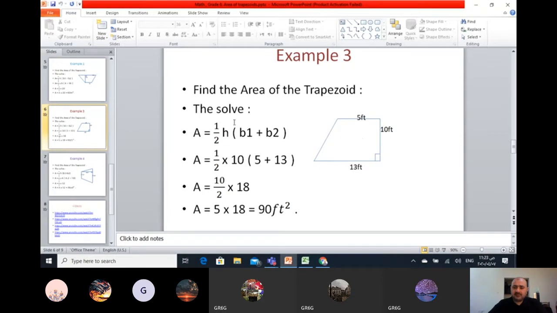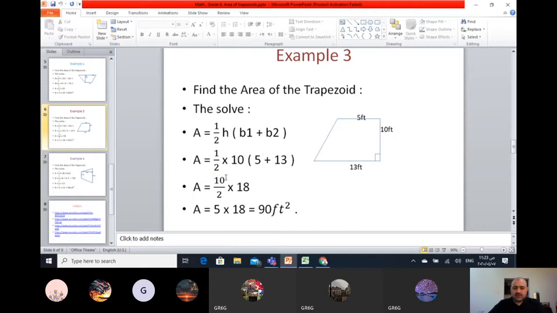Start from the formula. A equals 1 over 2 multiplied by the height multiplied by the sum of the bases, B1 plus B2. Then substitute. We want to solve the area. A equals 1 over 2 multiplied by the value of the height, which is 10. So write here 10. Multiplied by, between parentheses, the value of B1, which is 5. So write here 5. Then plus the value of B2, which is 13. Put here 13.